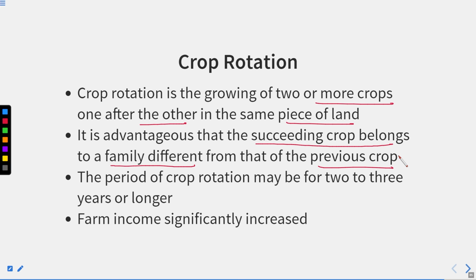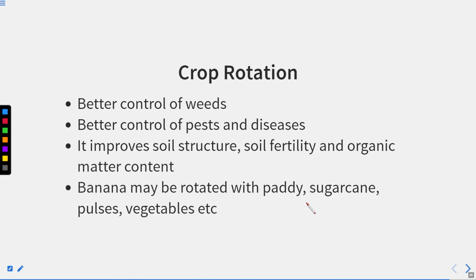In due course of the year, the period of crop rotation may be 2 to 3 years or longer, and farm income significantly increases while following this crop rotation. We can have better control of weeds in this particular type of system, and better control of pests and diseases also. It improves the soil structure, fertility and organic matter content. So banana may be rotated with paddy, sugarcane, pulses and even some vegetables.